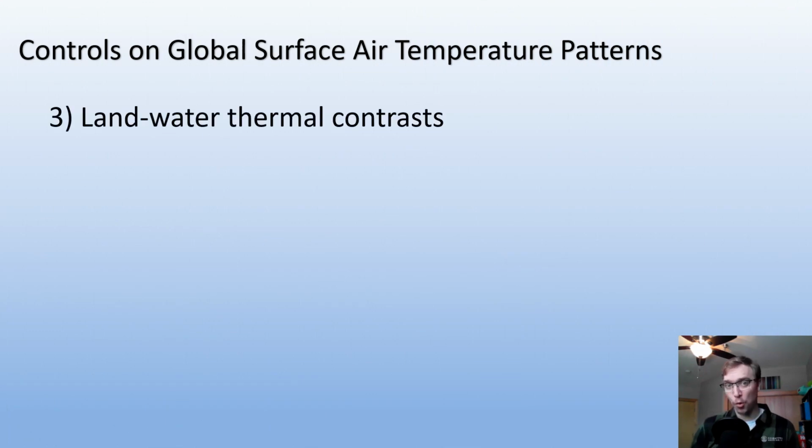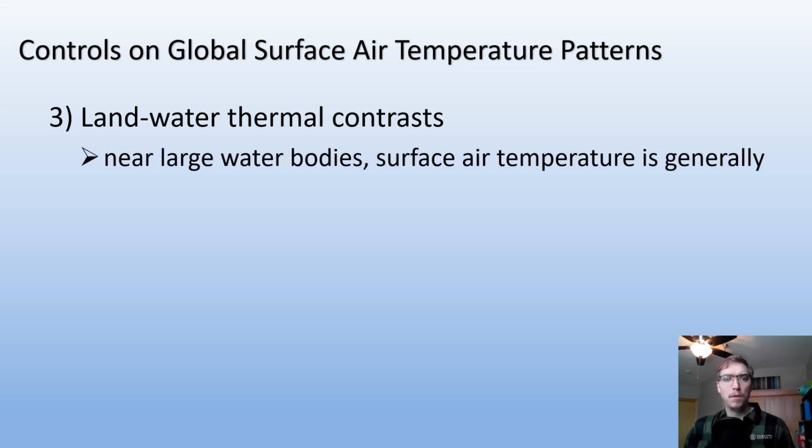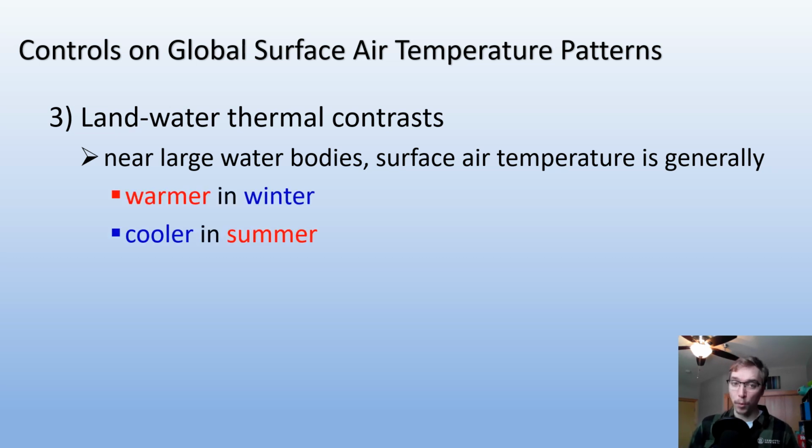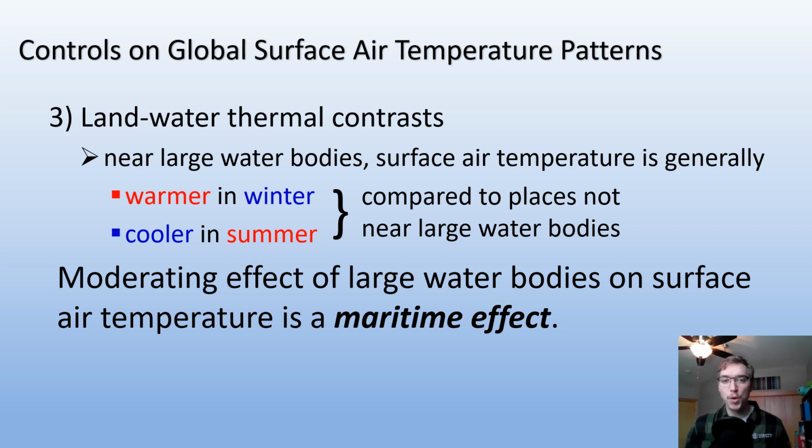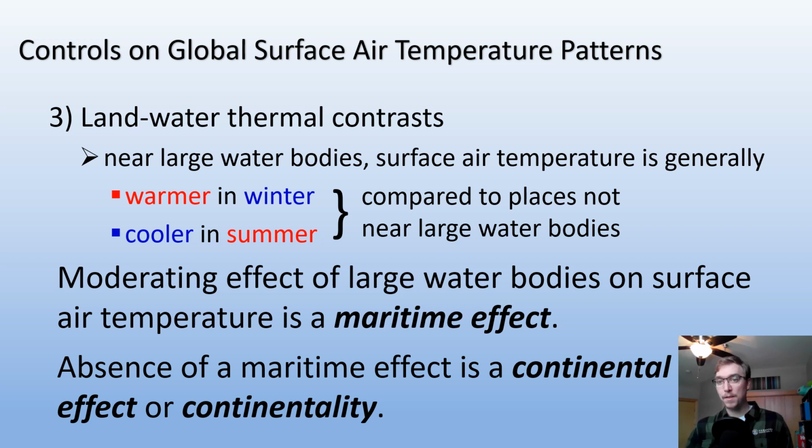The next big control is land-water thermal contrast. We've talked about water. We're going to really talk about water next week or in the next set of lectures, depending on when you're watching this. So near large bodies of water, surface air temperature is generally warmer in the winter, cooler in the summer, compared to areas without large bodies of water. That moderating effect of large water bodies on surface air temperature is what we call the maritime effect. The absence of that maritime effect is called the continental effect or continentality.